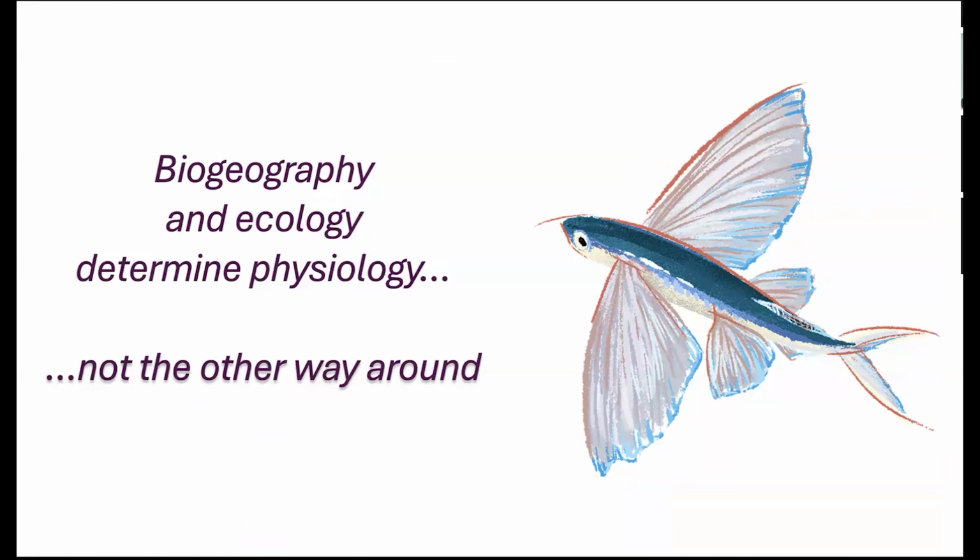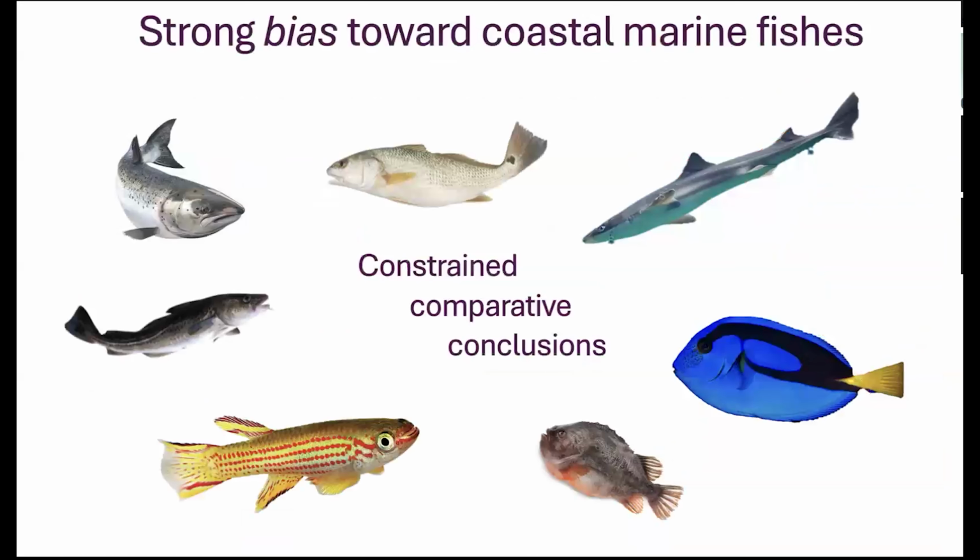So in that interpretation, biogeography and ecology determine physiology, not the other way around. The data that is available is strongly biased toward coastal marine fishes. There's data for mammals, insects, crustaceans and other invertebrates, but by and large, most of the data is for coastal marine fishes. And I think that constrains some of the comparative conclusions that we can draw.